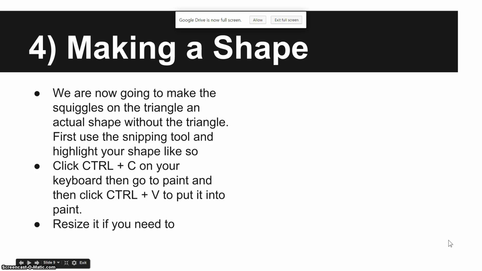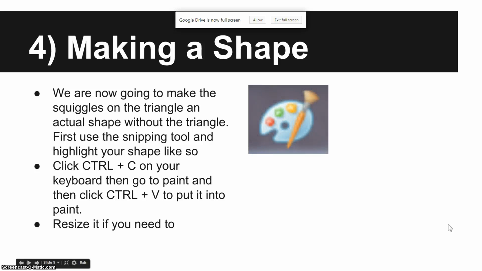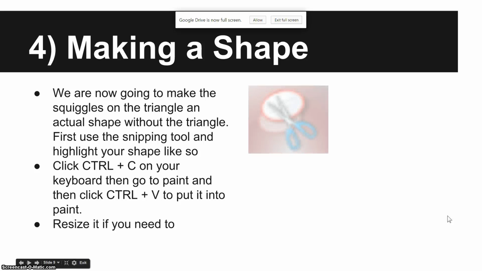Now that we made the squigglies, it's time to make the squiggly a shape. To do this, we will be using Paint. To open Paint, go to the Start menu, All Programs, Accessories, then Paint. To get our shape onto Paint, we'll use the snipping tool, found in Accessories as well. Go to your shape, click on the snipping tool, and highlight the area of your shape like this.